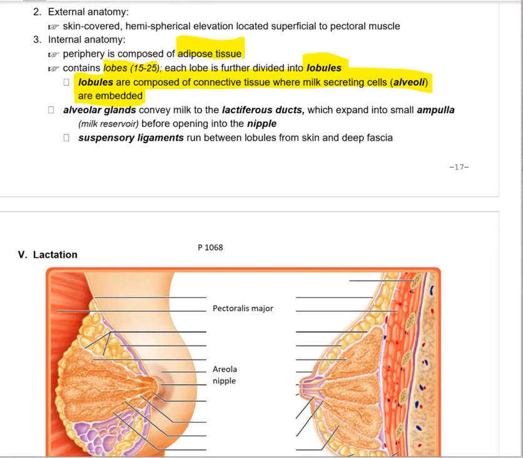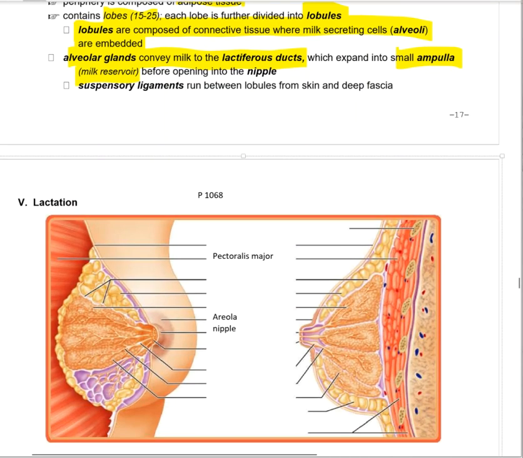These alveolar glands convey milk to lactiferous ducts, which expand into small ampulla, and that's where there's a little milk reservoir, and then they open into the nipple itself. And there's suspensory ligaments that hold between the lobules and keep everything organized. So let's put in some of those things here on the page.